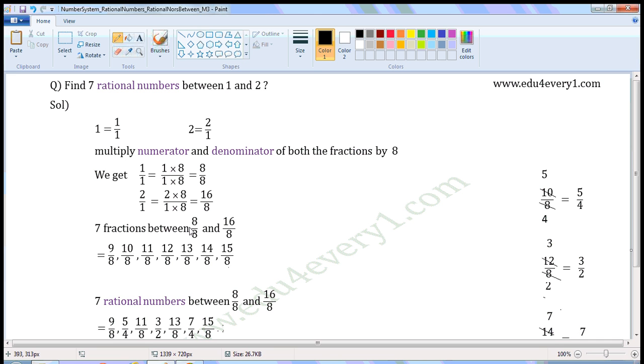7 fractions between 8 by 8 and 16 by 8 are 9 by 8, 10 by 8, 11 by 8, 12 by 8, 13 by 8, 14 by 8, 15 by 8. We are asked to find rational numbers between 1 and 2. 9 by 8 is a rational number as 9 and 8 do not have any common factor. Similarly, 11 by 8 is a rational number. Similarly, 13 by 8 is a rational number. Similarly, 15 by 8 is a rational number.